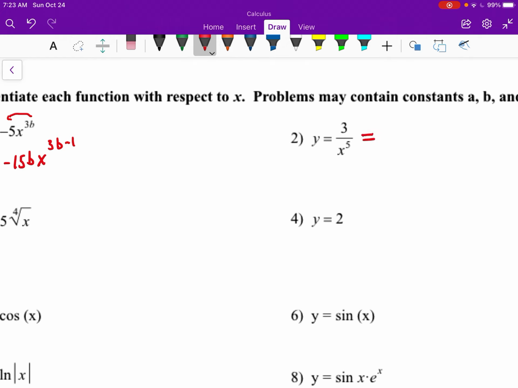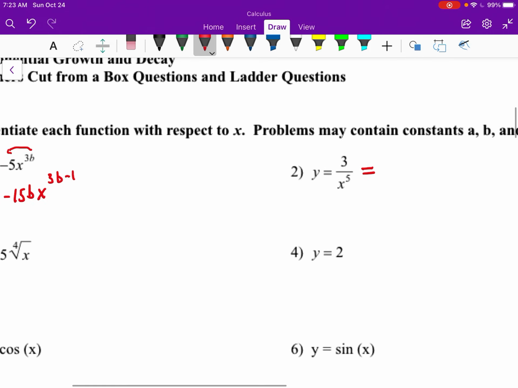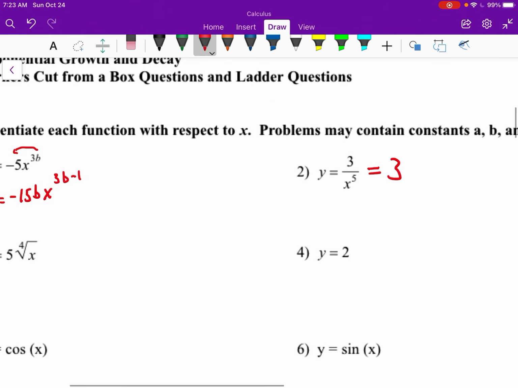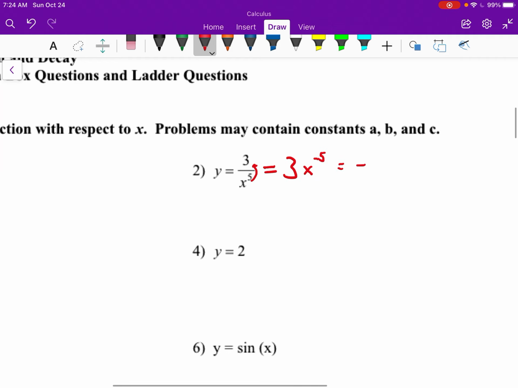what we do is we like to rewrite this in power form, in exponential form, just before we use the power rule. So we would rewrite this as 3, and we're going to move x up to the numerator. And when we do that, we need to make the exponent a negative. And so the -5 comes out front, and we get -15x. And we have to subtract 1 from this exponent, so -5 minus 1 is -6. I'm okay with that answer.